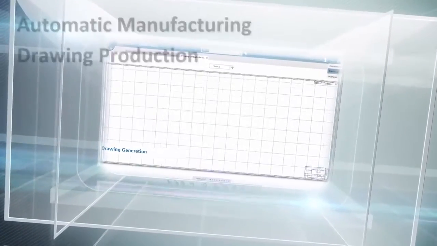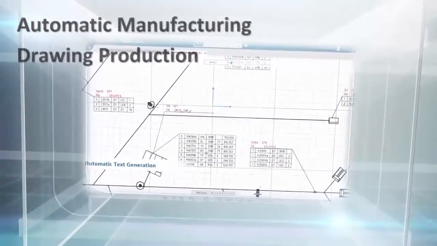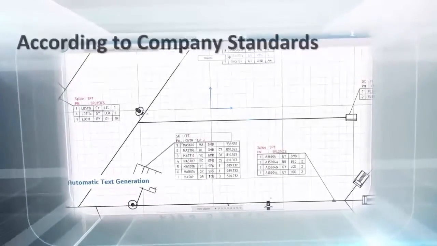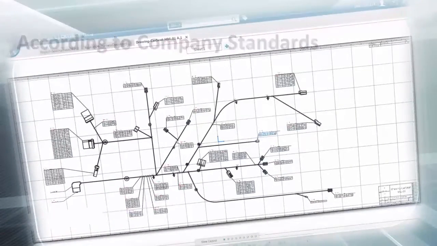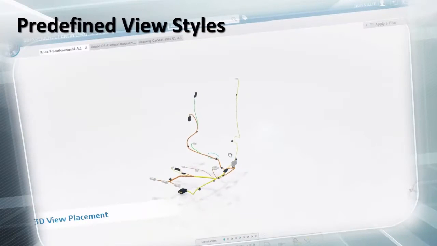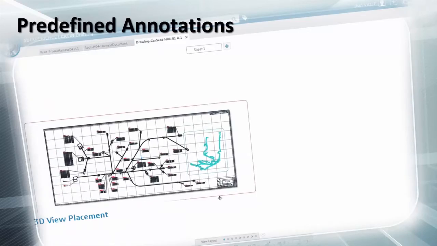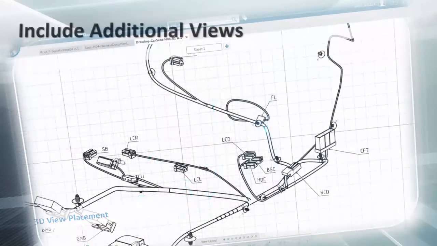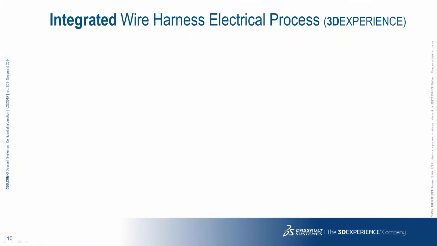Some of the key capabilities in CATIA Electrical Manufacturing Preparation include automatic manufacturing drawing production. Border, title block, and revision table are defined according to the company's standards and reused. Predefined view style. Predefined annotations by object type. The ability to include additional views, for example, perspective views of the harness.